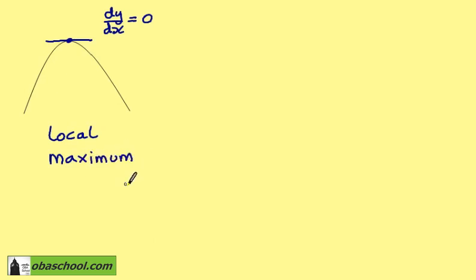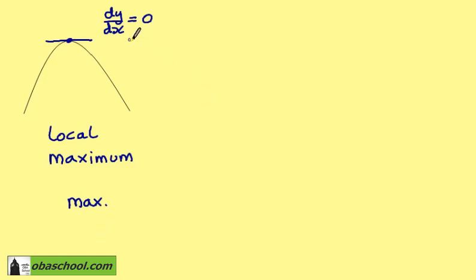Here we have a type of turning point, a point where the gradient is 0, so dy/dx is equal to 0. And this type of turning point is called a local maximum. It's the highest point of a curve in a particular region. Most people just refer to it as a maximum and give it the abbreviation max.